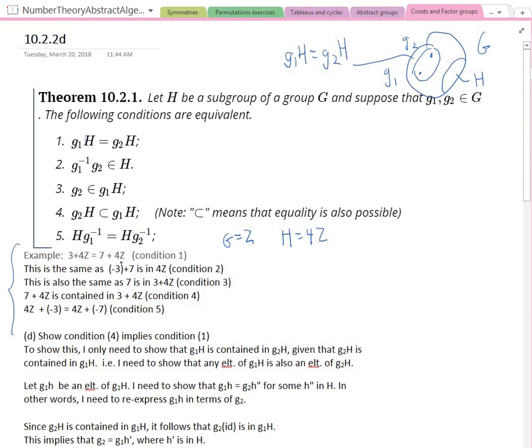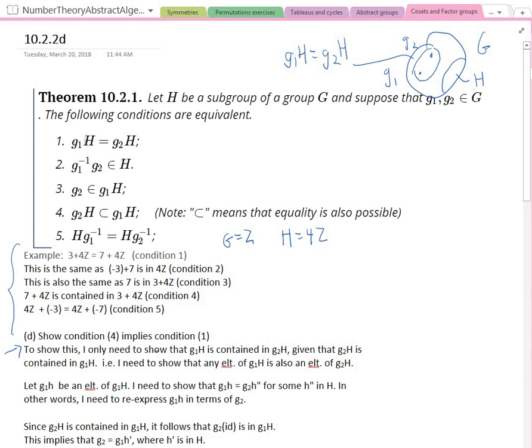All right, so in this video, I'm just going to do D. I'm going to show condition 4 implies condition 1. Now to show this, I only need to show that G1H is contained in G2H, because I've shown G2H is contained in G1H. Usually when we show two sets are equal, we show they're contained in each other. Given that G2H is contained in G1H, that's what I'm given. That's condition 4, and I'm going to use condition 4 to prove condition 1.